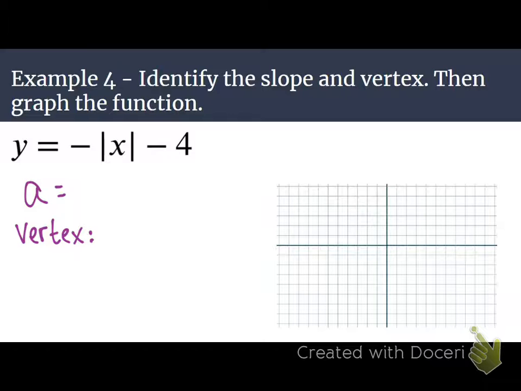Couple things are different about this problem from the last ones we've done. What's my slope this time? Negative 1 over 1. So this time I have a negative slope. Where's my vertex? (0, -4). Very good. 0 comma negative 4.